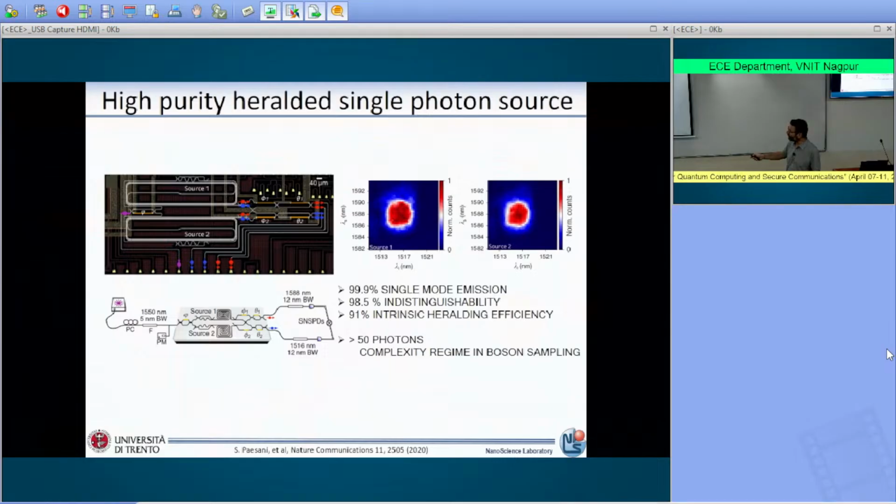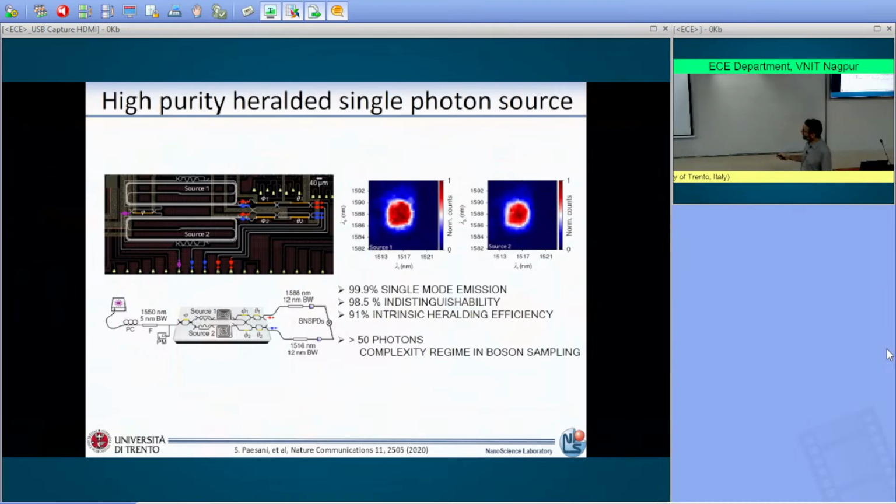Okay? Here you see the input. The pump laser is input here and split in two. One arm is used to pump source 1, the second is used to pump source 2, and source 1 and source 2 implement the time delay approach. You see here the serpentine of one source, the serpentine of the other source, and then you take your single photons: one you use as a herald, the other one you use to do the experiment.